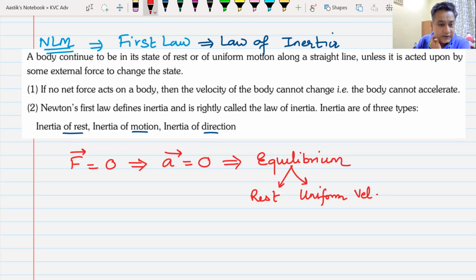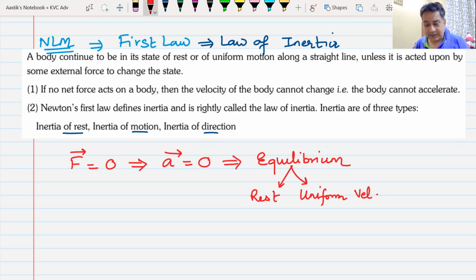Okay. This is Newton's first law of motion. So whenever someone tells you a body is in equilibrium, you must think about the body being at rest or the body in uniform motion or motion with uniform velocity.